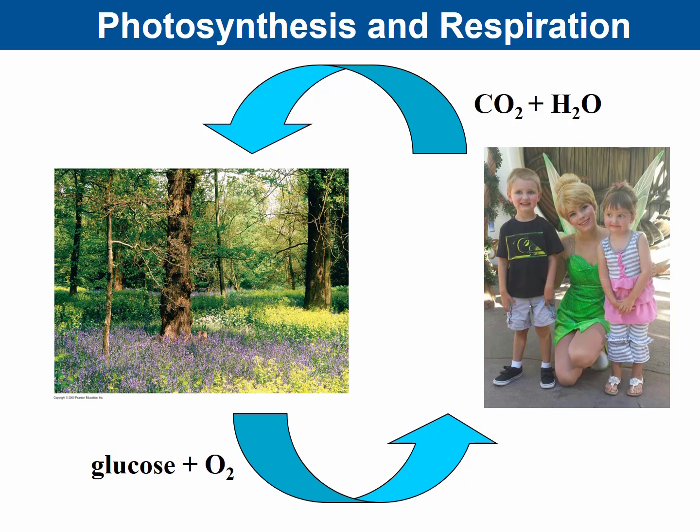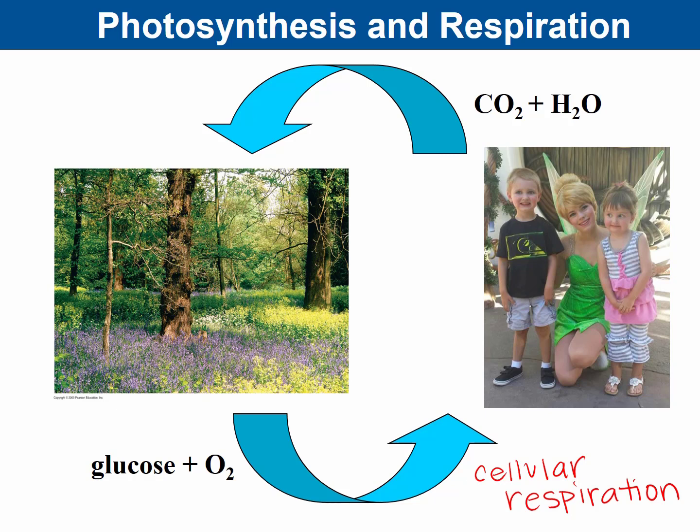And in cellular respiration, so the arrow's going this way. So cellular respiration. In cellular respiration, we take glucose and oxygen. And remember that when we break the bonds in glucose, we release the energy stored in that bond, and that energy is used to produce ATP. And a byproduct of cellular respiration is going to be carbon dioxide and water.